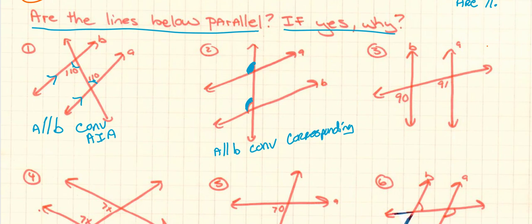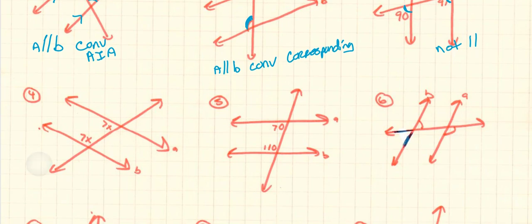For number 3, if we look at this, these are again corresponding angles. But this time they are not congruent. So we would say no, they're not parallel, because again, if the corresponding angles are not congruent, then they're not parallel.